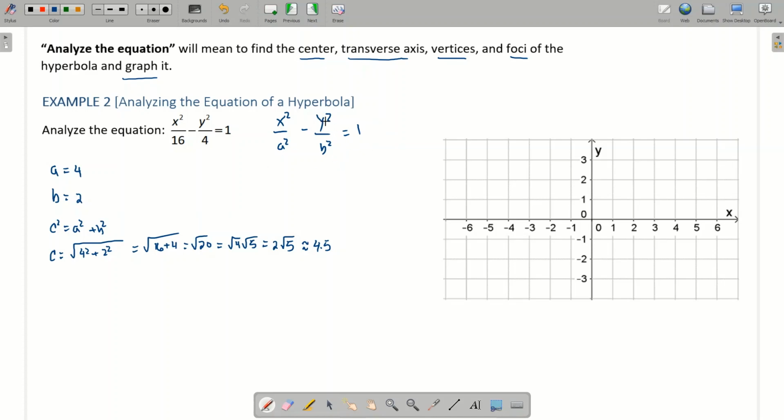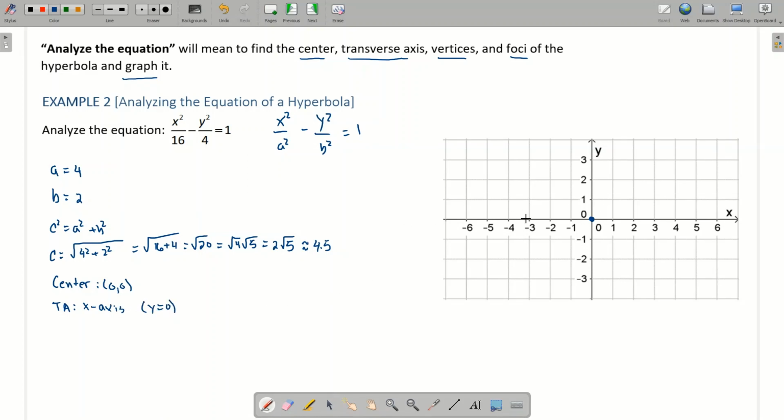Now, since it is in this form, we know that the center has to be the origin, and the a value tells us where the vertices are. So center's at the origin. We also know, I guess we can put it in here, the transverse axis. Since the x term is the first term here, it's the one that's positive, the transverse axis has to be horizontal. Has to be, in this case, the x-axis, or you could write it as y equals 0.